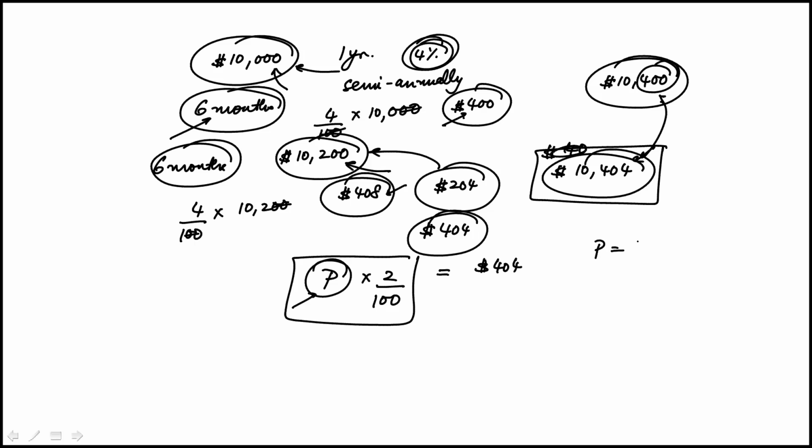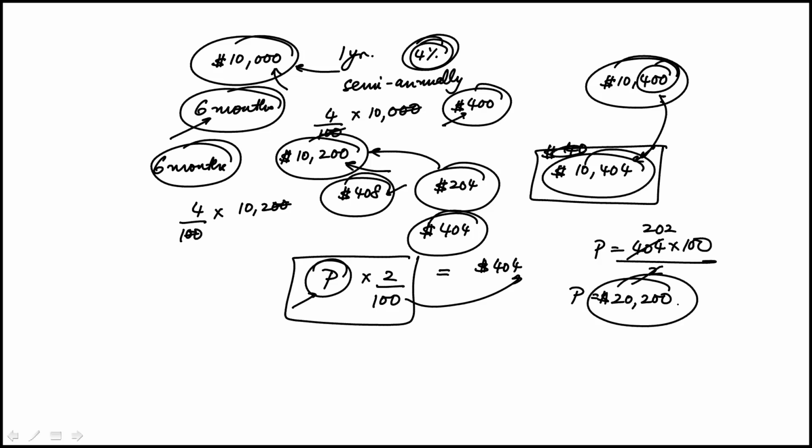So P would be 404. I'm just moving the 100 here and then over 2. That becomes 202. And that means the equivalent principal is 20,200, which is choice E.